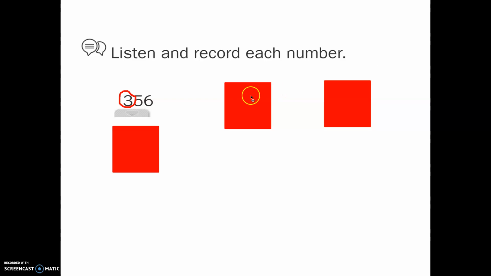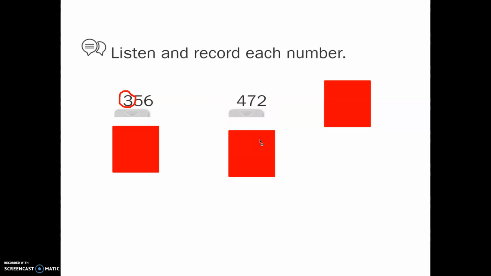In the second number, 472, what digit is in the tens place? The 7 is in the tens place. And what digit is in the hundreds place? The 4 is in the hundreds place. What's the value of the digit 7? The value of 7 in the tens place is 70.